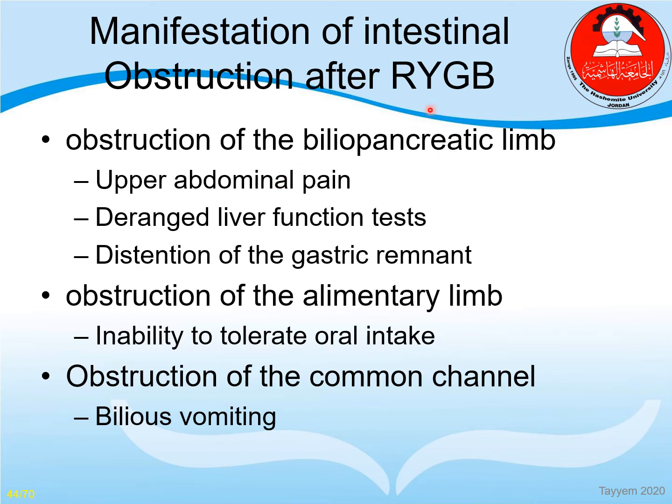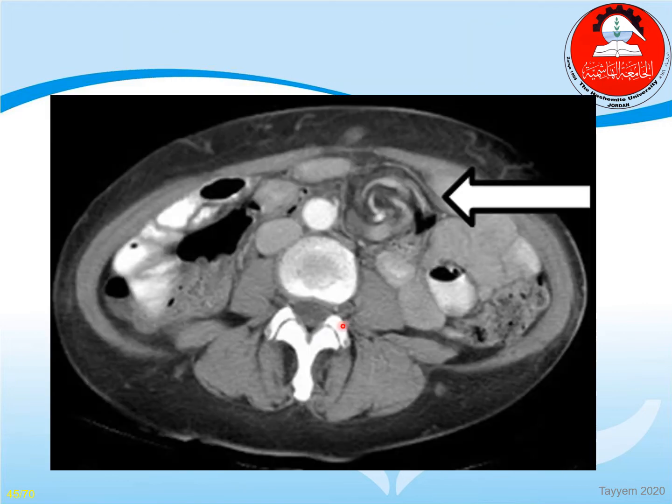The manifestation of the obstruction: if the obstruction is at the biliopancreatic limb, the patient might suffer from upper abdominal pain, deranged LFT, and distension of the gastric remnant. With obstruction of the alimentary limb, the patient might have inability to tolerate oral intake with excessive vomiting. If there is obstruction of the common channel, bilious vomiting is the main presentation. Here we can see the twisting of the bowel with the twirl sign, indicating twisted bowel.